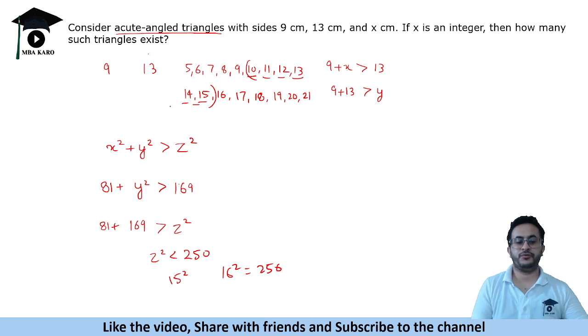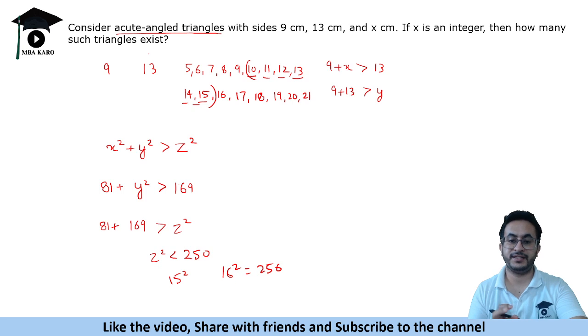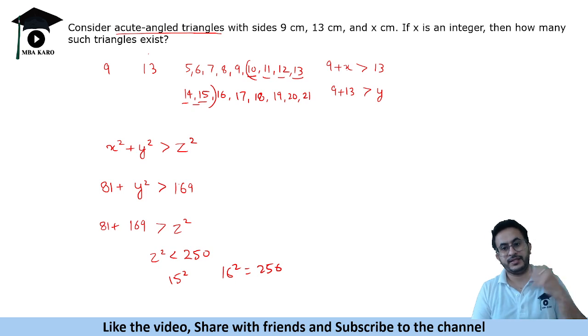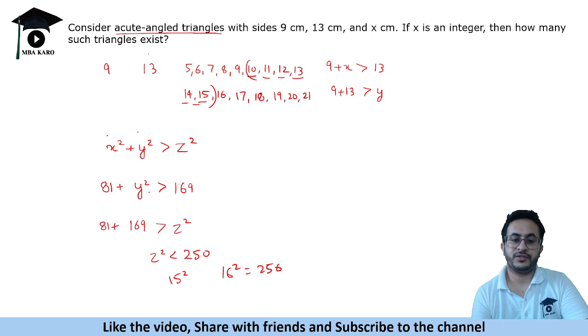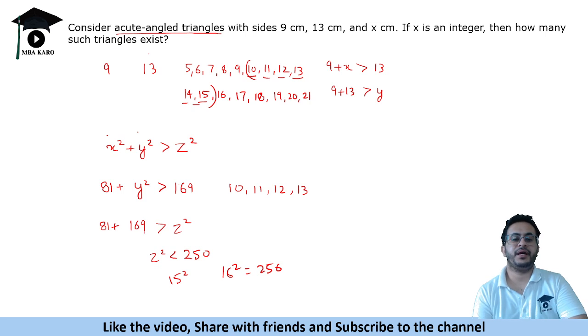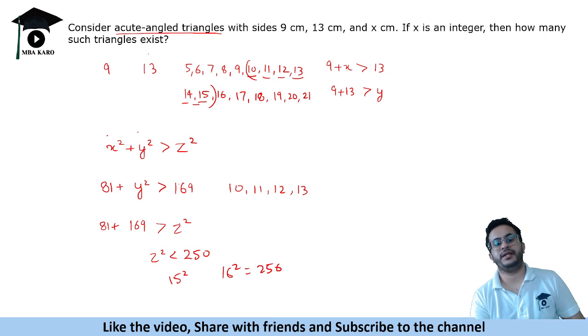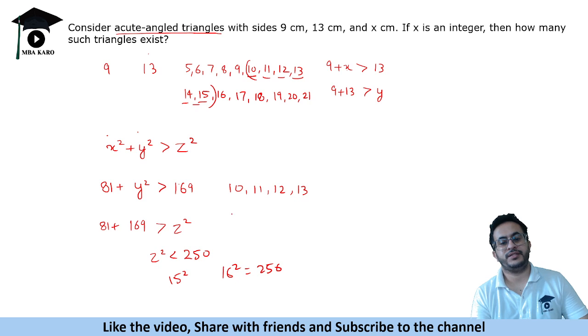Okay, so we have to consider two cases: one in which one of the given sides is the longest side, and the other in which the third side is the longest side. So when we considered 13 as the longest side, we got these possible cases, right? Let's say the other side is y, one of the sides is 9, so 81 plus y square should be greater than 169, so that gives the value of y as 10, 11, 12, 13. Okay, and in the other case the other side is the longest one, so z square should be less than 250, so z can be 14 or 15.